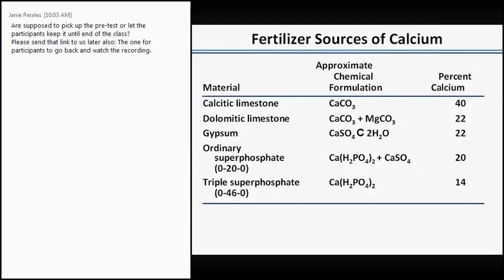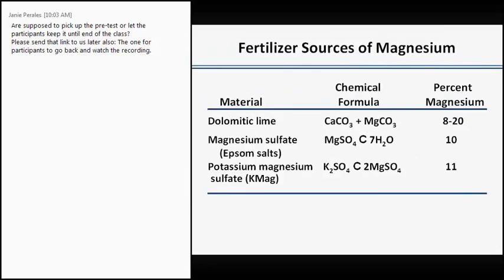We very seldom see the ordinary superphosphate and the triple superphosphate being used as a source of fertilizer now. I'm not sure why. We see a lot more of it being used in animal feed, and so not nearly as much of it is being used in commercial fertilizers today. The monoammonium phosphate and diammonium phosphate are used much more than the calcium phosphates are.